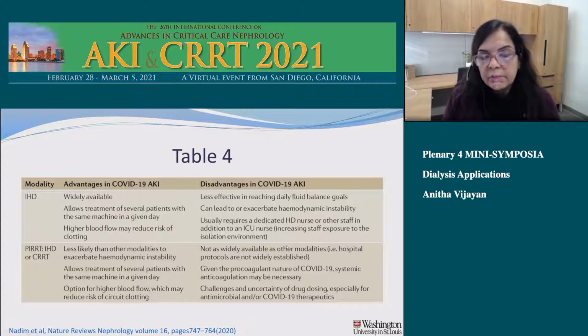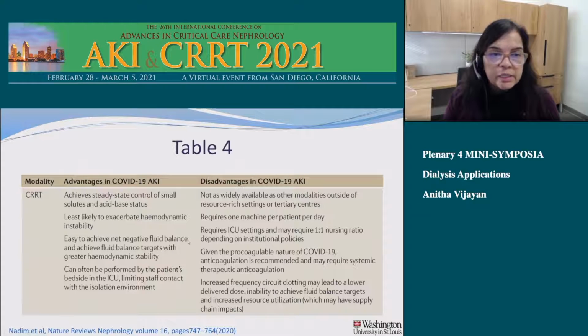Again, if your institution was not familiar with PIRRT before, this was something that you had to rapidly implement, and you had to track the multiple machines that we were using in different patients to make sure they're all cleaned appropriately and used for the next patient. So there were some challenges in logistics, and there's also some challenges with regards to drug dosing, especially antimicrobial agents.